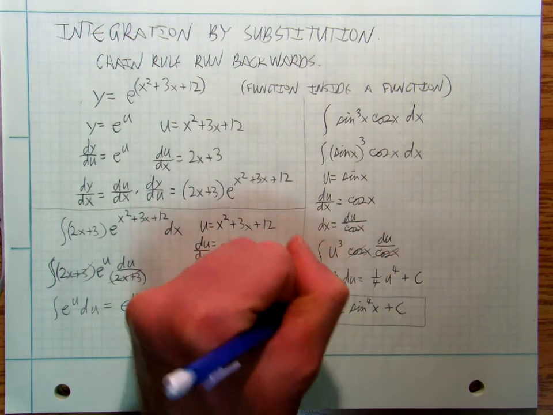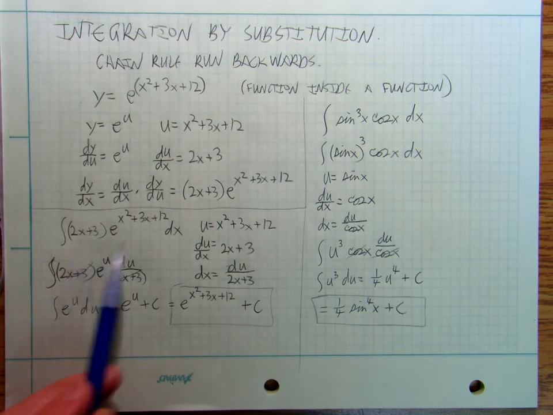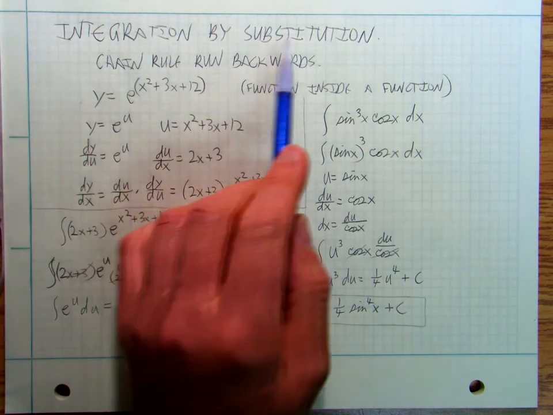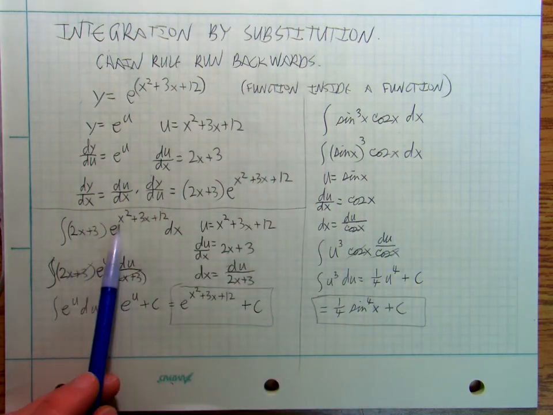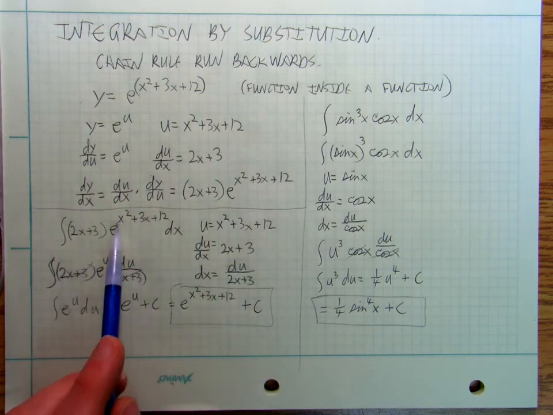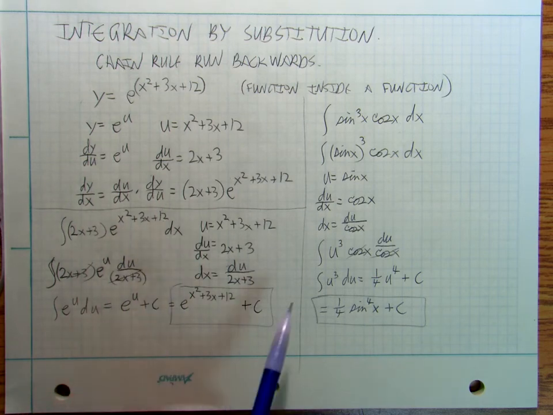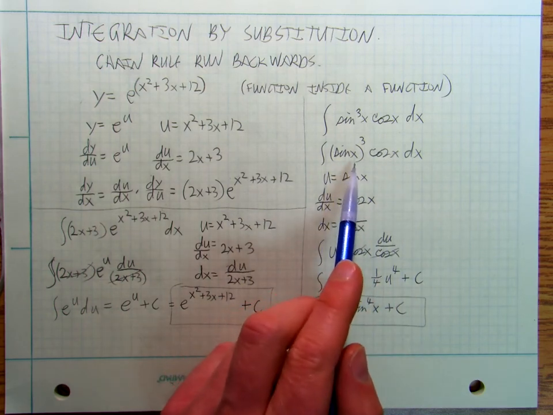And that's my answer. Now the last thing that I want to say about this is that you're looking for integrals where one part is the derivative of another part. So integration by substitution really relies on one part of the integral being the derivative of another part. So in this case, 2x plus 3 is the derivative of x squared plus 3x plus 12. And in this case, cosine x is the derivative of sine x.